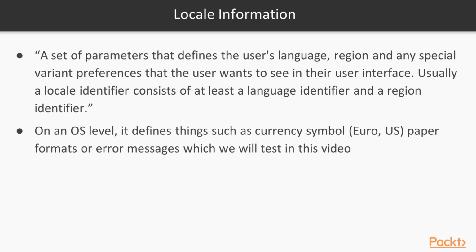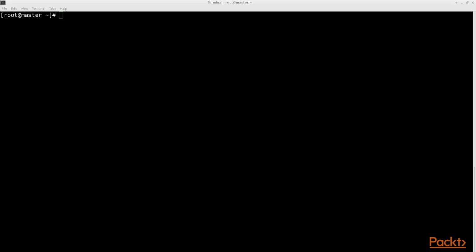On an OS level, it defines things such as currency symbols, paper formats in your region, or important system information such as error messages. Here follows the demonstration. In this video, we will configure our CentOS 7 system's language and current location settings, which is also called locale information. As said before in the introductory part of this video, there are two ways to set locale information in a Linux system, that is, system-wide locale and user-specific locale settings.